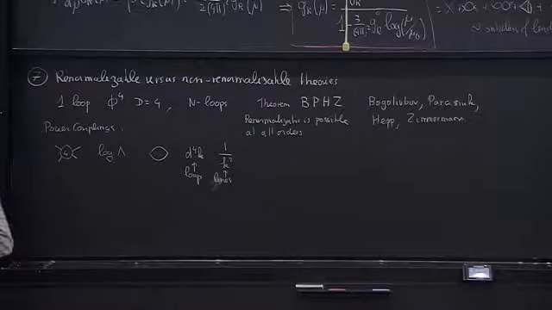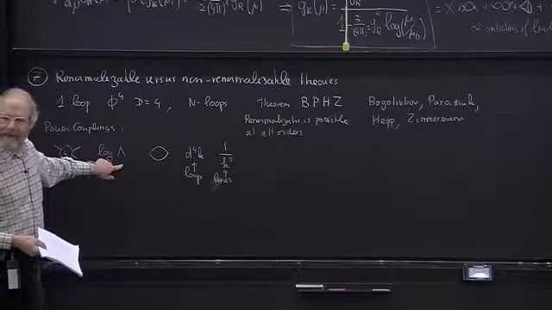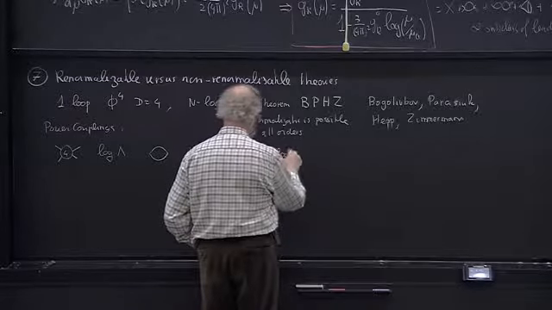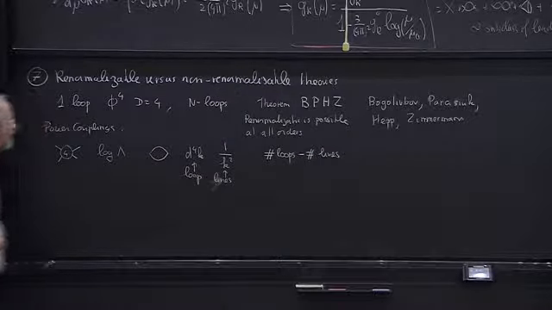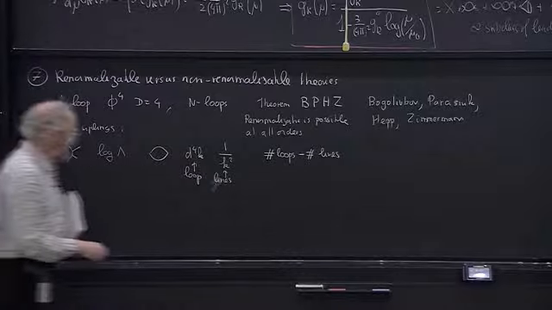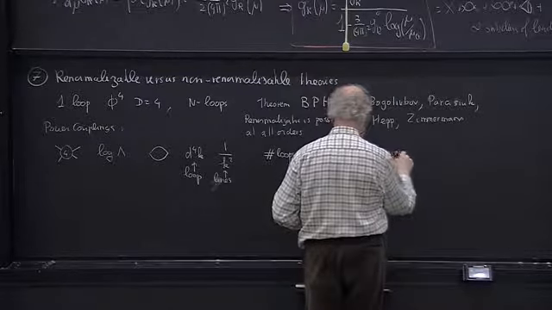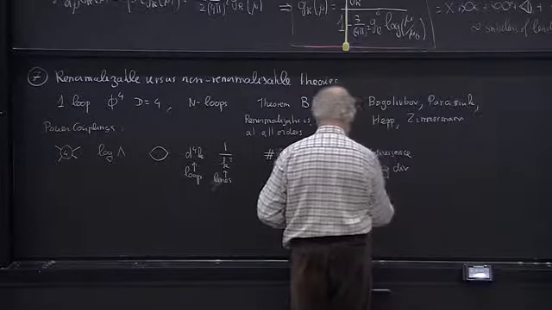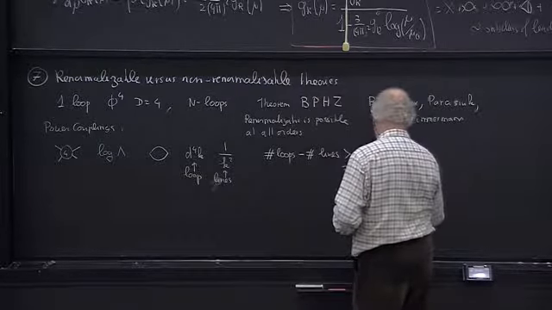Okay? And this means that, in fact, there is a logarithmic divergence if the number of loops minus the number of lines is positive. So if this is positive, you have a divergence. If this is 0, there is a logarithmic divergence. And if this is negative, this is convergent.